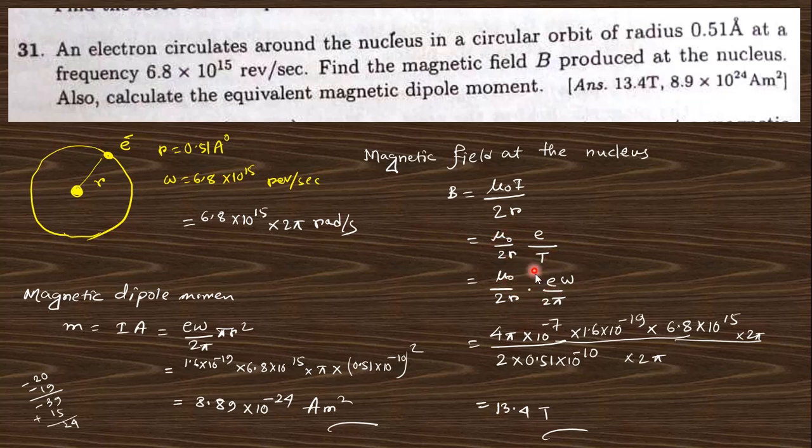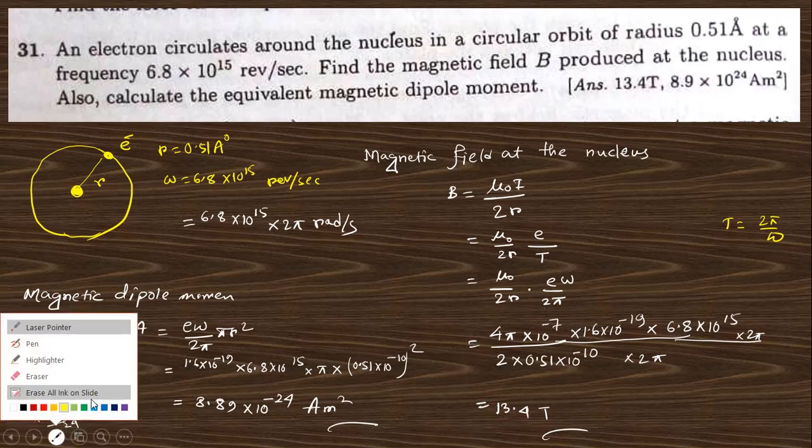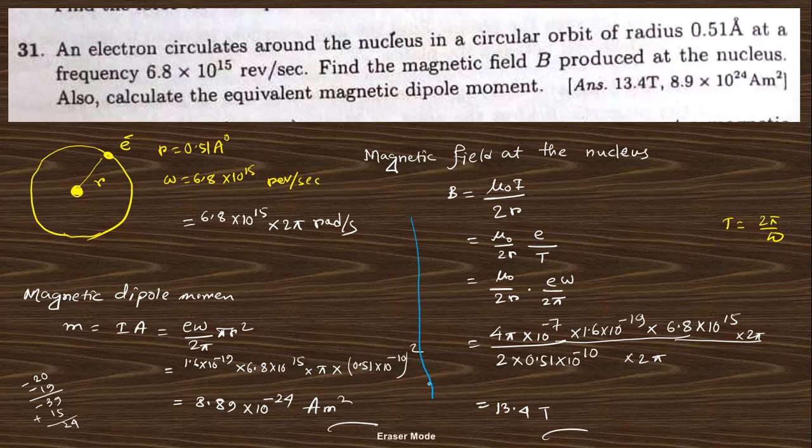If you put this value, you know T is related to omega as T equals 2 pi by omega, where omega is the angular frequency. Just put this value and you will get these things. You know mu 0 is 4 pi times 10 to the minus 7, e is the electronic charge, omega is right here, and this is 2r. R is 0.51 angstrom changed into meters, and then 2 pi. Just calculate and you get the answer, that is B, the value of the magnetic field.